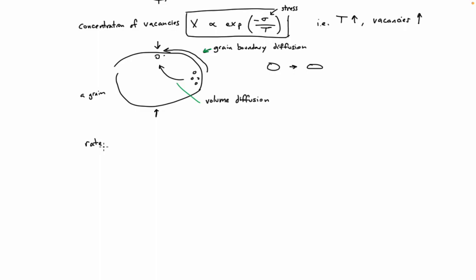And the rate of motion is proportional to the flux of vacancies. That sort of makes sense, right? The more of these there are that can move, and the faster they can move, the faster this change of shape is going to happen. And that's proportional to this Arrhenius term, where we have what's called an activation energy and temperature.